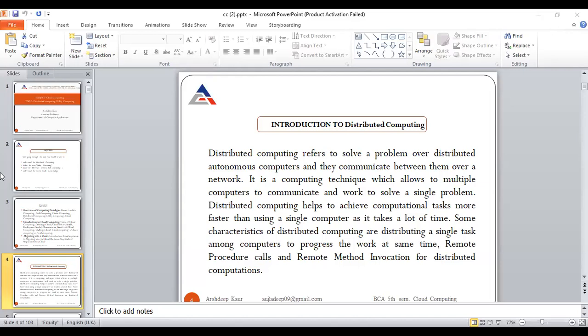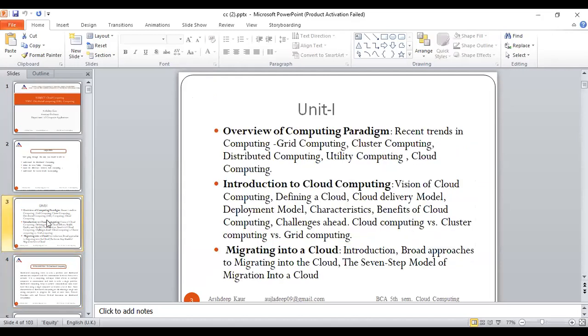Today we are going to start with the topic named distributed computing, utility computing, and introduction to cloud computing.